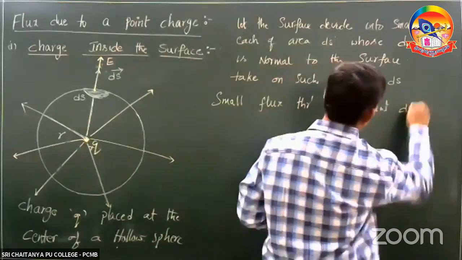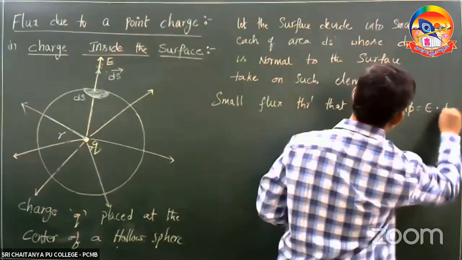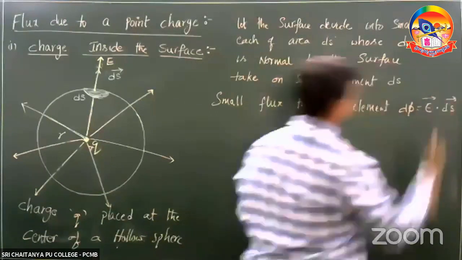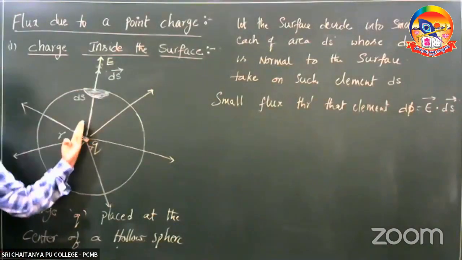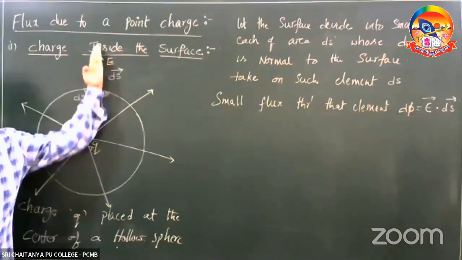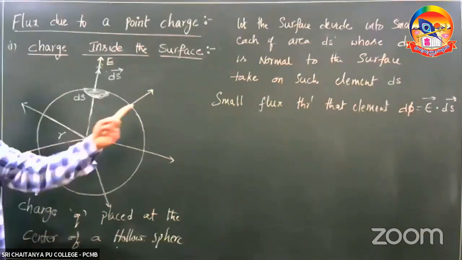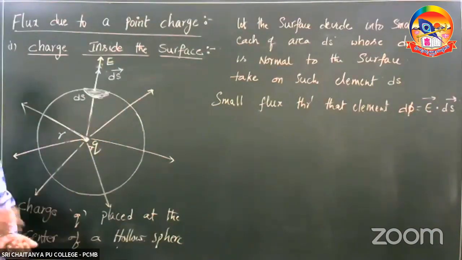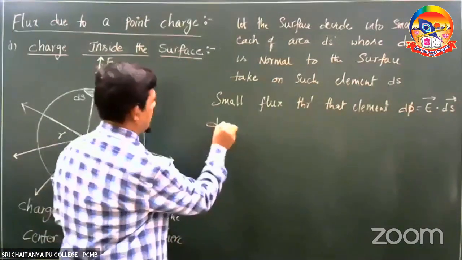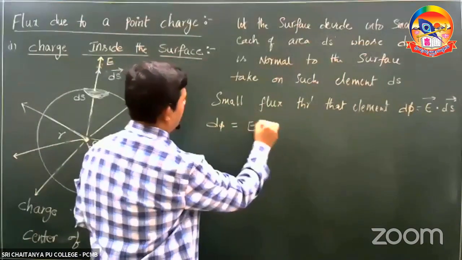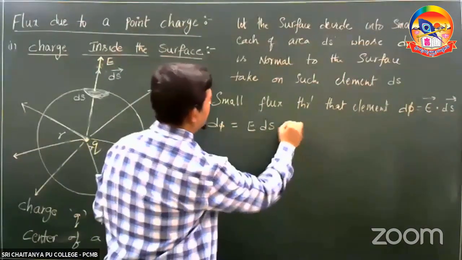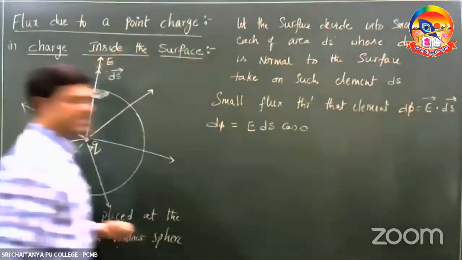dφ is E dot ds, is it not? Now, through the small element, what is the flux passing through? That is E dot ds, right? dφ equals E ds cos 0. Can I write that?